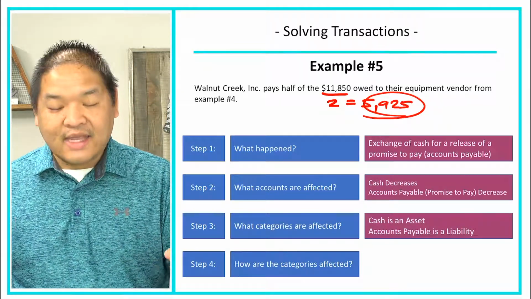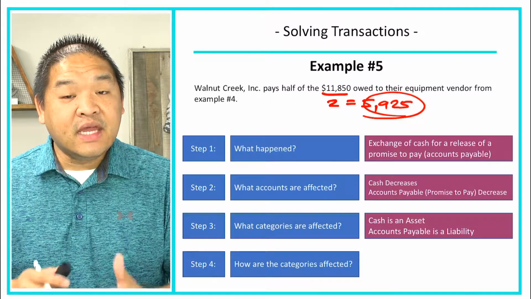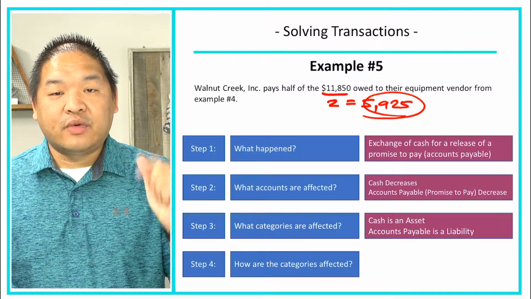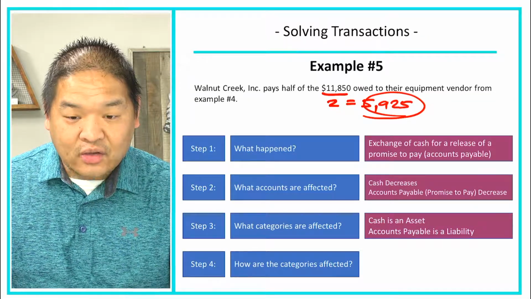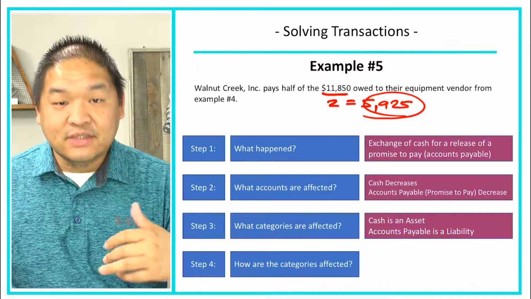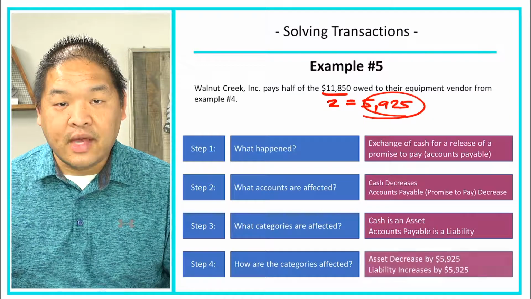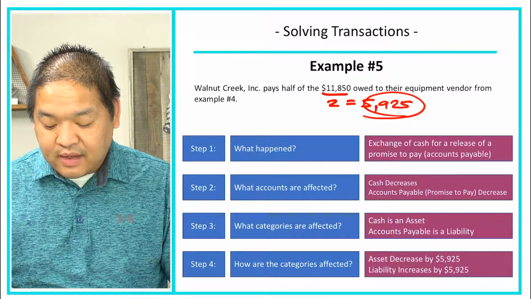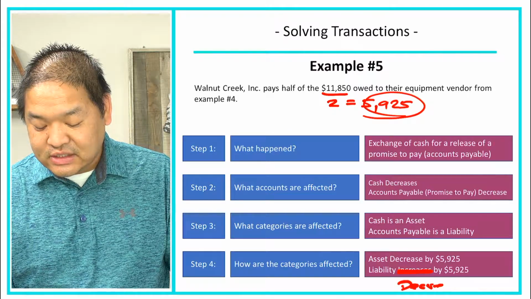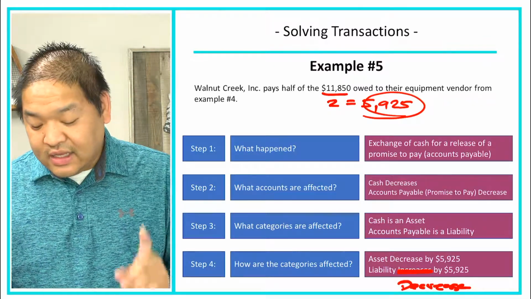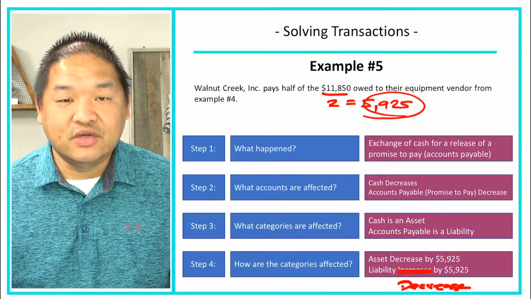So we know that the cash is an asset, accounts payable is a liability, and therefore is the asset going to go up or down? Well, cash comes out of our pocket, meaning that cash goes down, so the asset is going to go down. And what about the accounts payable? That's also going to go down as well. So that's going to decrease. It says increase, it should be decrease. It happens. Liability is going to decrease by $5,925, and assets are also going to decrease by $5,925.